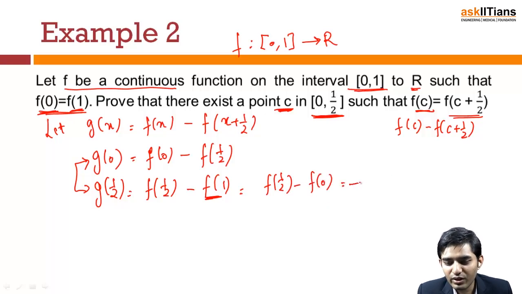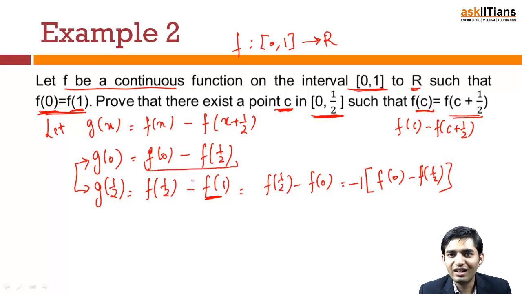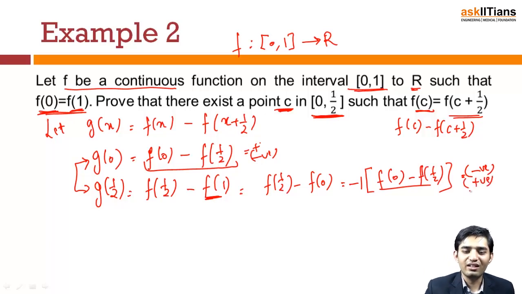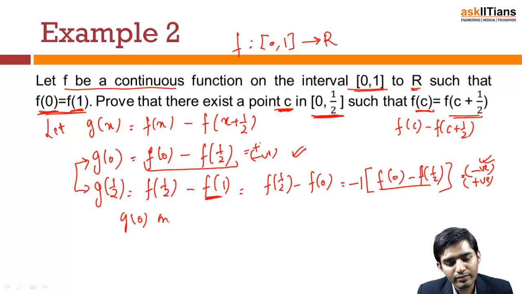So g(half) is f(half) minus f(0), and if I take minus 1 common, this will be minus of f(0) minus f(half). Now see, if f(0) minus f(1/2) is positive, then g(half) will be negative. And if f(0) minus f(1/2) is negative, then g(half) will be positive. So both have opposite signs. So g(0) and g(half) have opposite signs.